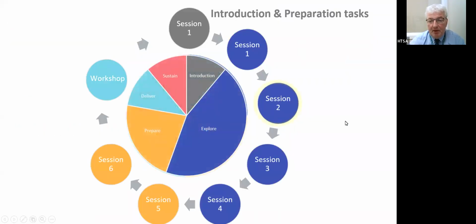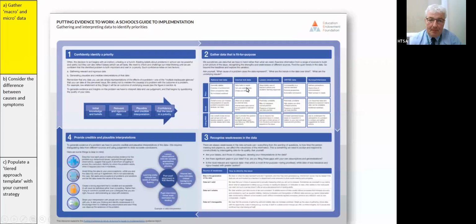If we go back to our implementation diagram, you can see that here we are in session 2, still firmly embedded in the explore section, where we're looking at what strategies we need, looking at data and considering those aspects before we start to prepare, plan and deliver any changes to our strategy or policies that we might want to implement. A reminder that at the end of session 1, there was a section from myself regarding the use of data in schools, and the video recording for session 1 is now available on the Padlet.